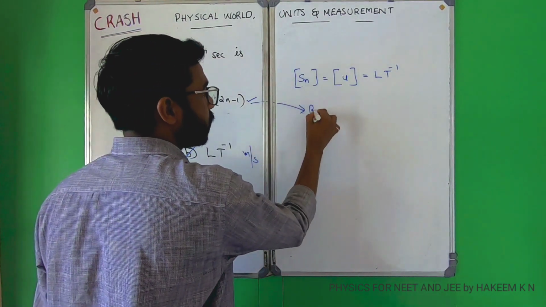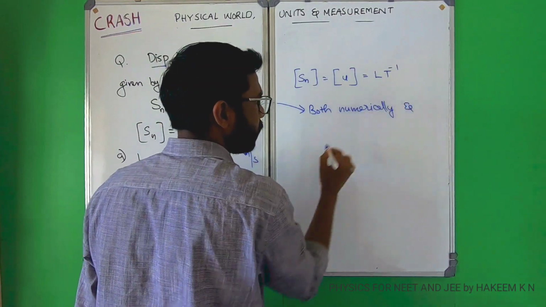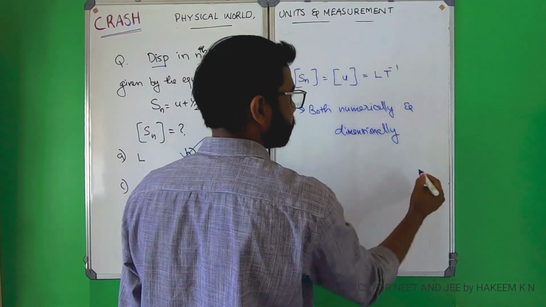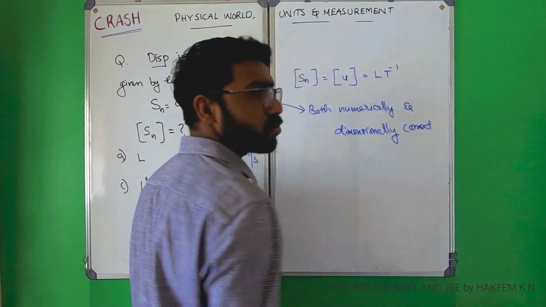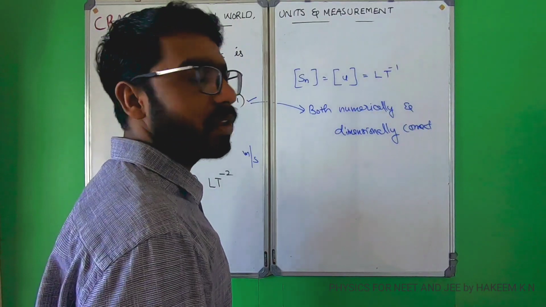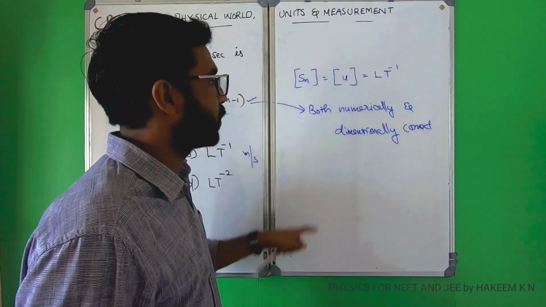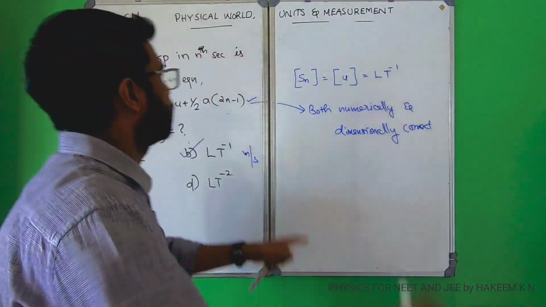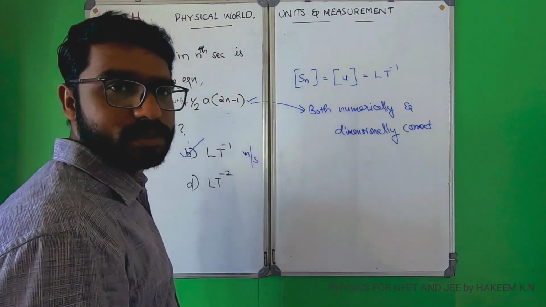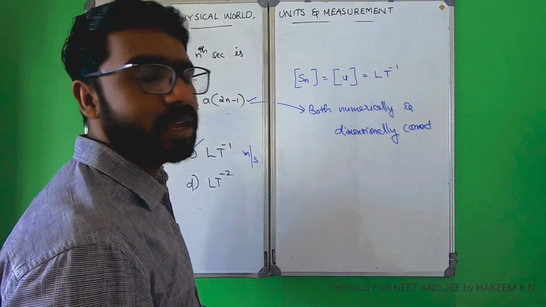So this equation is both numerically and dimensionally correct. Why numerically correct? We are studying equations to solve numericals, right? We proved this equation in higher secondary 11th. So this equation is numerically correct, we are using it to solve numericals, and it is also dimensionally correct according to principle of homogeneity, because Sn is not only the displacement, Sn is the displacement traveled by the body in a particular time interval, in nth second.